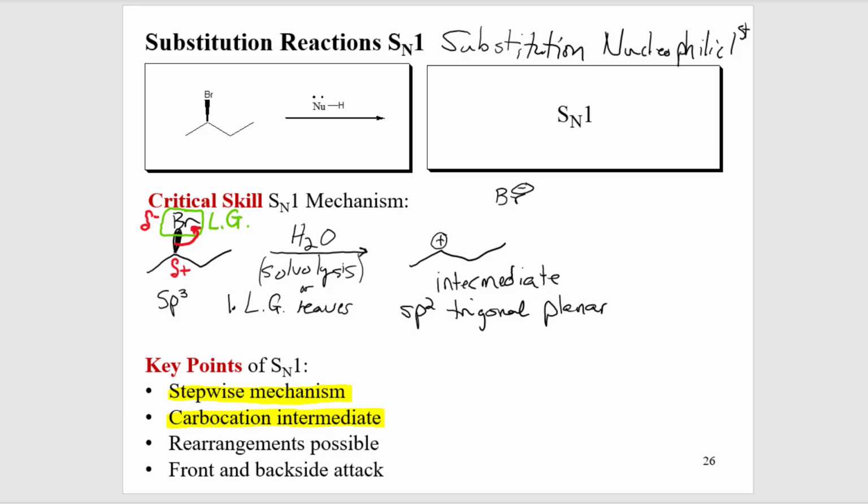The second step, which I should do, but I'm not going to show you right now because we'll get to it, is a stop sign. We're going to check for possible rearrangements. They happen sometimes, not all the time. So the second step is check for rearrangements. I'm going to tell you right now, there are none. Okay, for this particular example, there are no rearrangements. So let's move forward. The last step, okay, so first step, leaving group leaves, form an intermediate, sp2 trigonal planar carbocation.